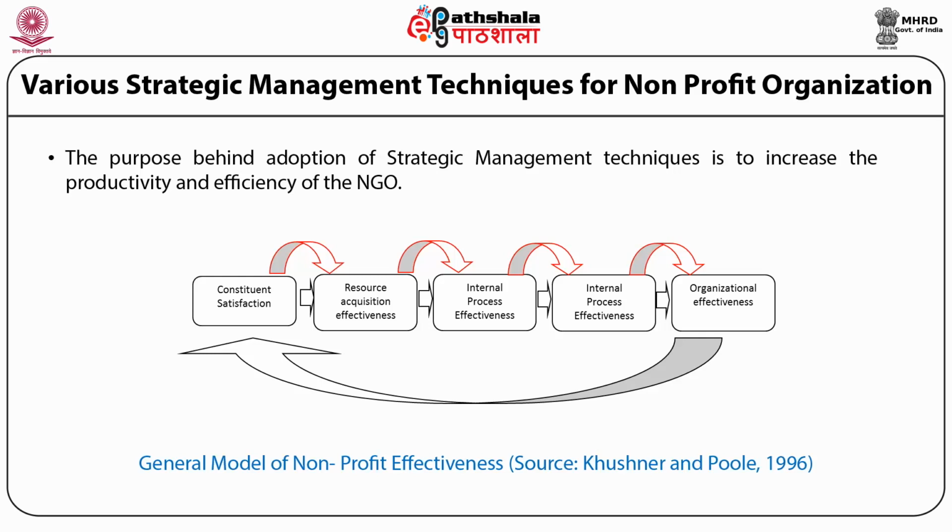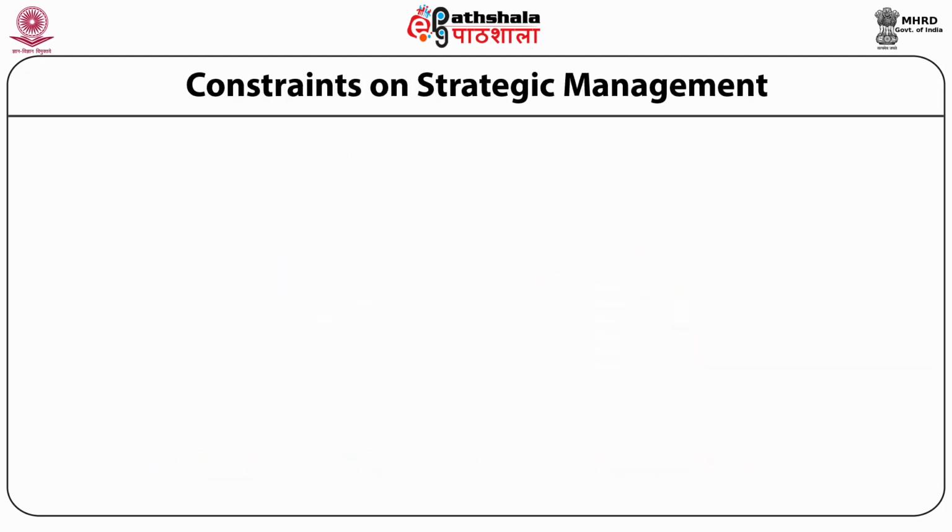We are presenting one model by Kushner and Poole, 1996, as a generic model for non-profit effectiveness, where organization effectiveness is being carried by constituent satisfaction, resource mobilization, its acquisition, and resource effectiveness, which leads to internal process effectiveness, which leads to organization effectiveness. There are many constraints that NGOs can face while formulating the strategic management.